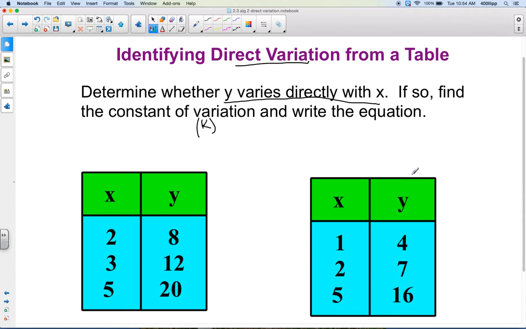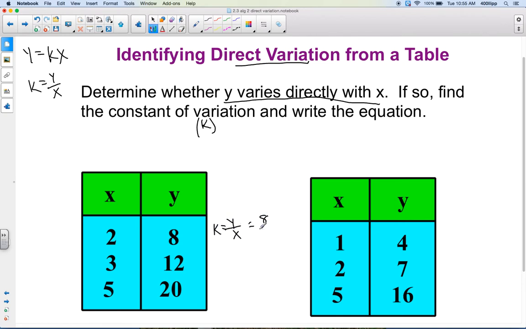So we know from the previous slide that we just had y is equal to kx, and to solve for k, we are going to divide y over x. That's how you find your constant of variation. So if it's the same for every ordered pair, then it's a constant of variation and y varies directly with x. So let's try that here. We know we're using k equals y over x for each one here.